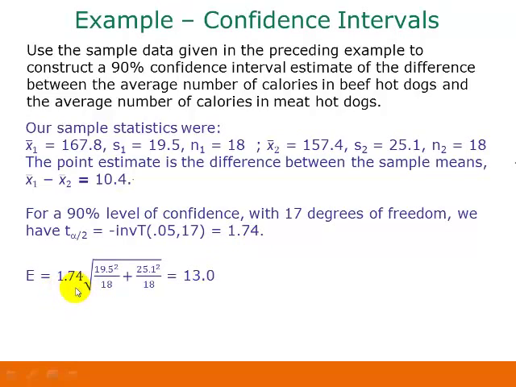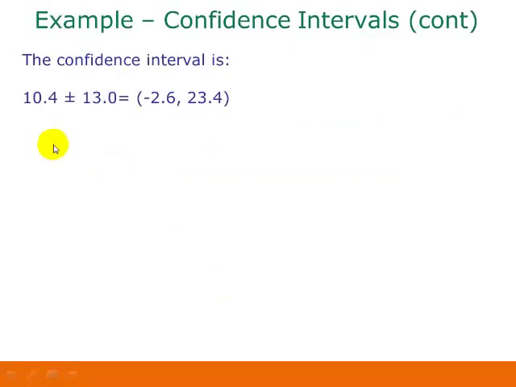Then our margin of error is going to be our critical value, 1.74, times this value, and this is just, again, plugging our standard deviations and our sample sizes into the formula that we saw on the last slide. So once we do all that, we get a margin of error of 13.0. So to get our confidence interval, we're taking our point estimate, which was the difference between our two sample means. So we're taking that 10.4 plus or minus our margin of error, which was 13. So if we subtract the 13, we get a negative 2.6. If we add the 13, we get 23.4.